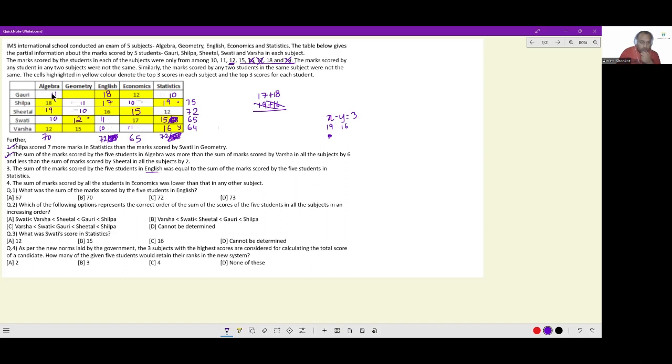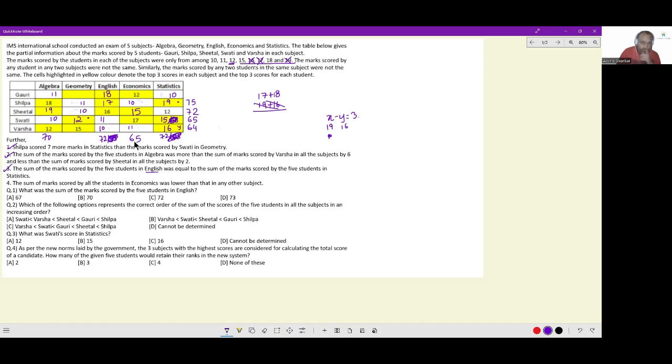Now the only number unknown is Gauri scoring geometry. But there was one other data point here. The sum of marks scored by all the students in economics was lower than that in any other subject. So the sum of the geometry column has to be higher than 65. So far, the summation is 15 plus 12, 27, 27 plus 10 is 37, and 37 plus 11 is 48.